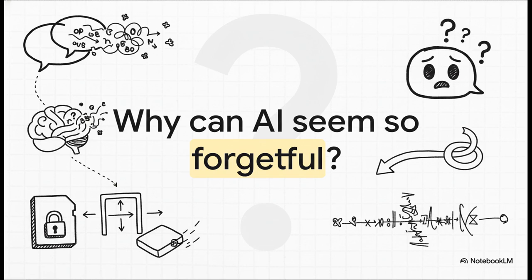You've probably seen this yourself. Maybe a chatbot that totally loses the thread of your conversation, or a translation app that just butchers the meaning of a long sentence. Well, it all boils down to this one central question. Why can AI be so darn forgetful? It's a memory problem, plain and simple.